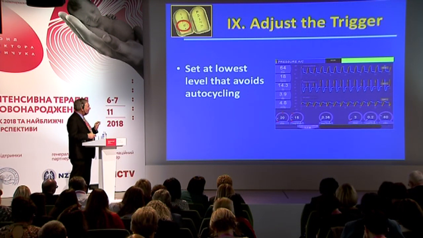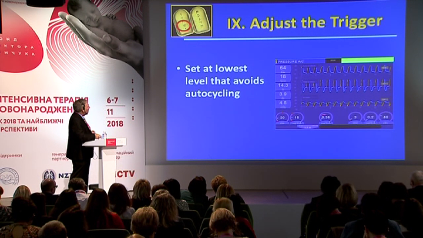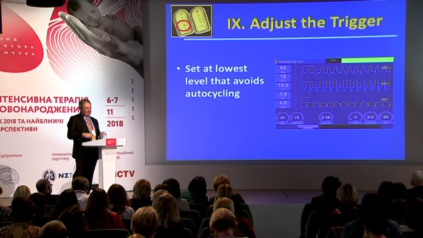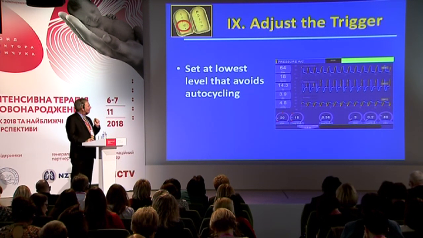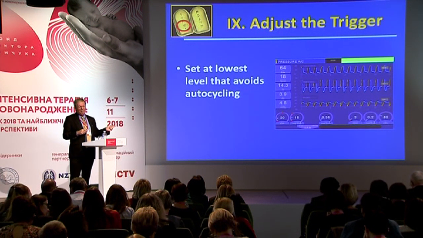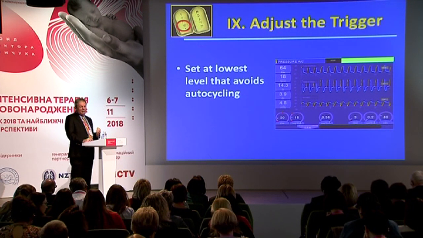Now, if you go too low, you may encounter autocycling, which is demonstrated on this graphic. And what happens with autocycling is the ventilator is misreading the change in airway flow as patient effort. And autocycling can occur if there's a leak.